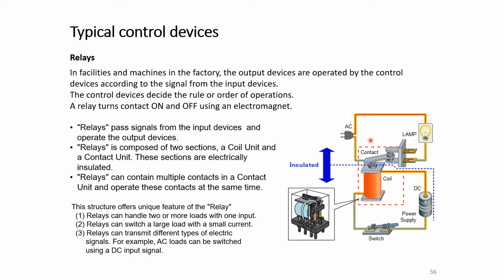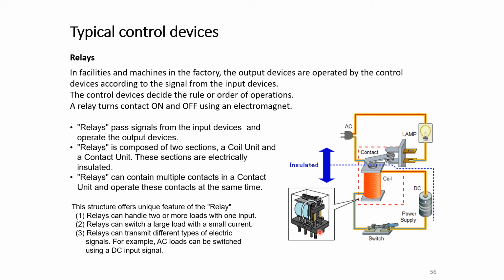Okay, these structures offer unique features of the relay. Relays can handle two or more loads with one unit. Relays can switch a large load with small current. So this is a large load here operating on AC, and we are basically controlling that large load by small current, which is this DC current.